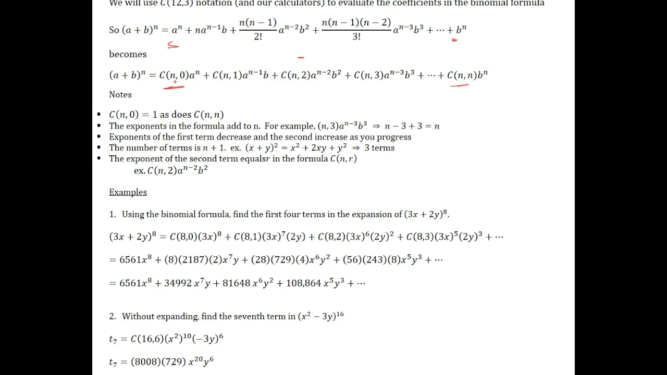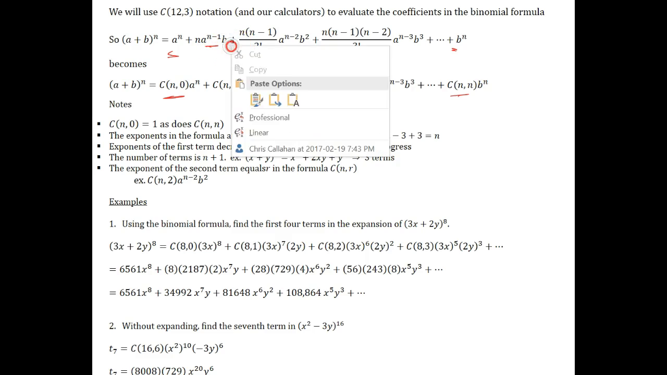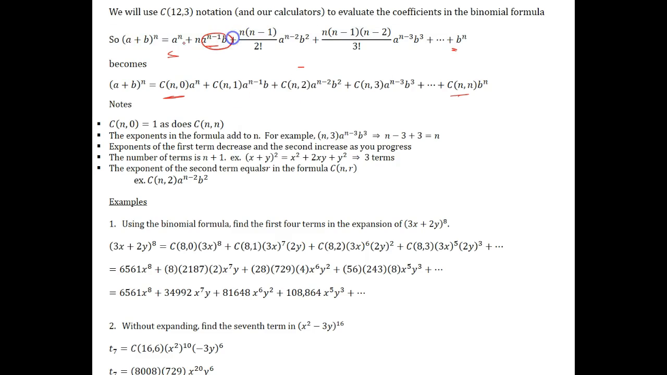You notice that in both expressions, the exponents always add to give n. For example, we have n minus 1 and 1. If we add these exponents, we get n. Another example right here: if you add your exponents, you have n minus 3 and 3.